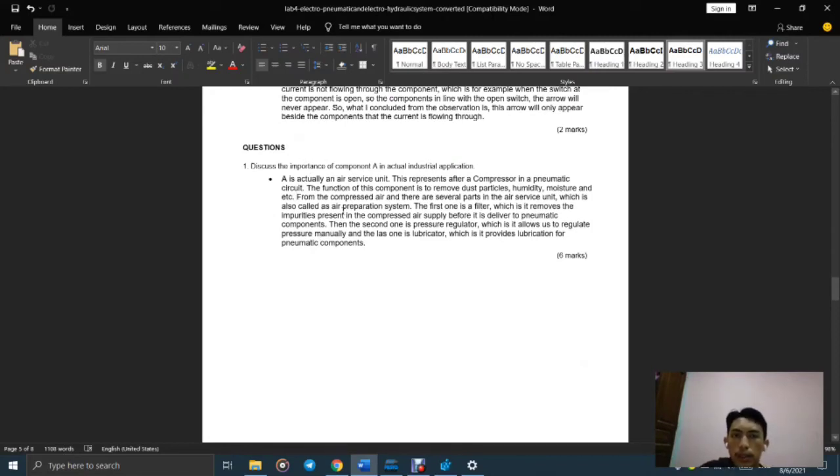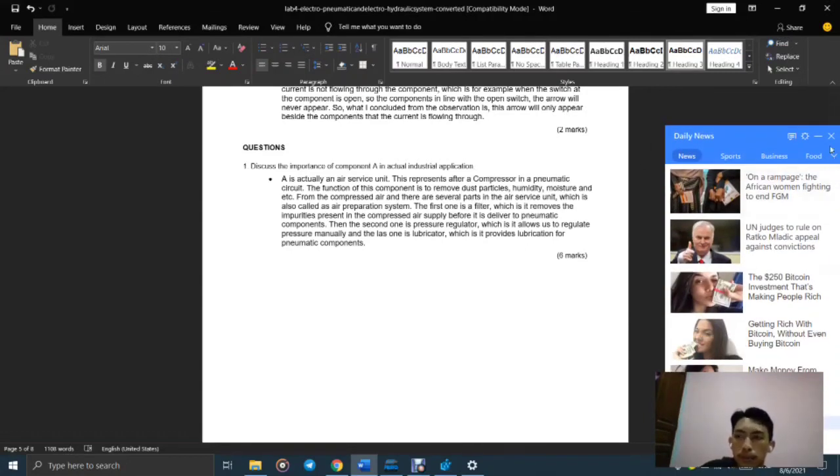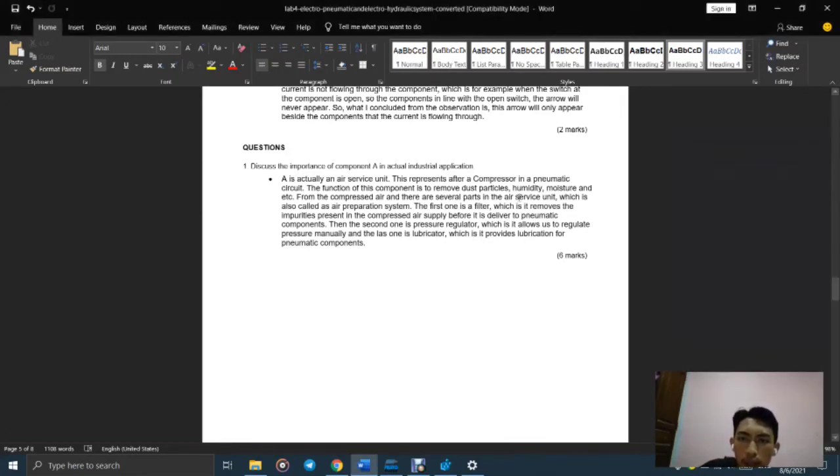Now the question for lab activity 2. Discuss the importance of component A in actual industrial application. Component A is the air service unit. This represents the part after a compressor in a pneumatic circuit. The function of this component is to remove dust particles, humidity, moisture, and others from the compressed air, and there are several parts in the air service unit, which is also called a preparation system.